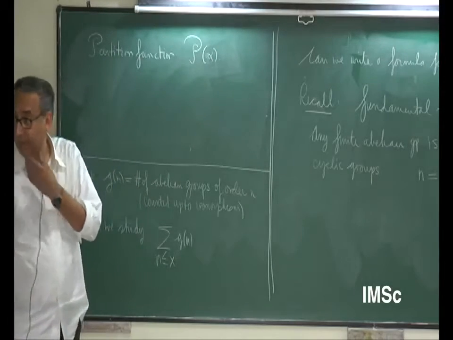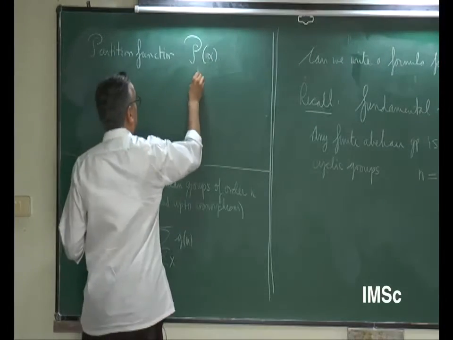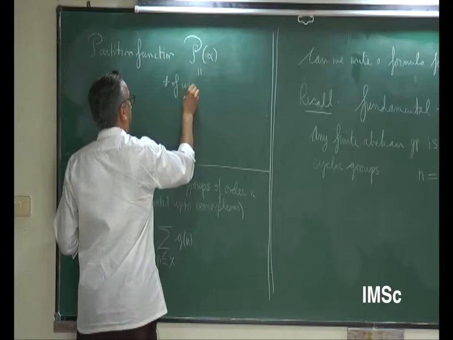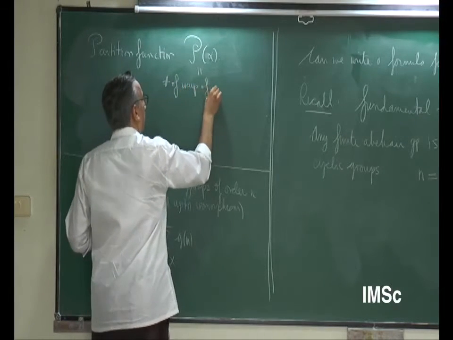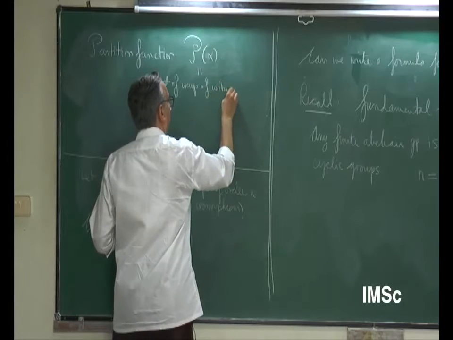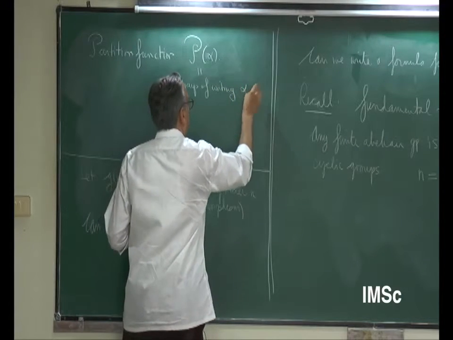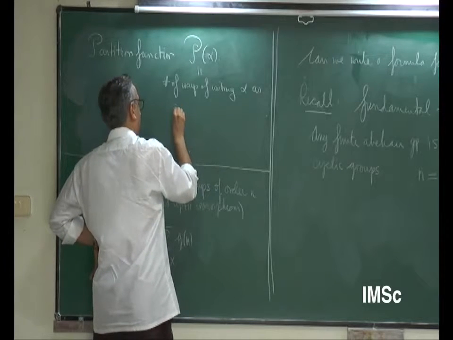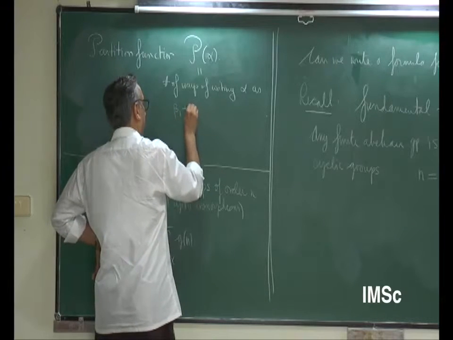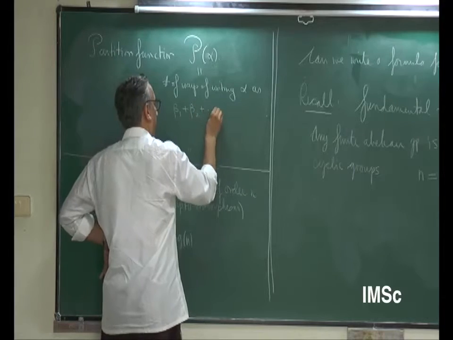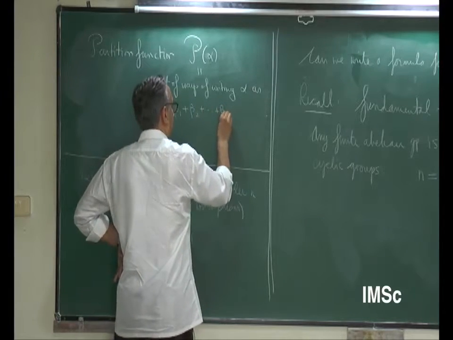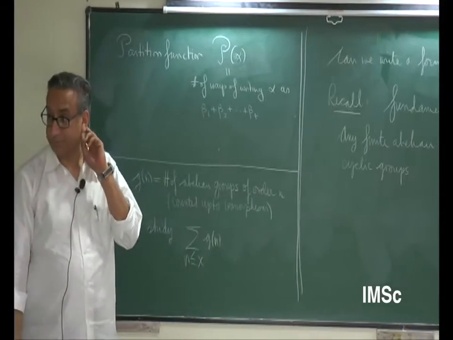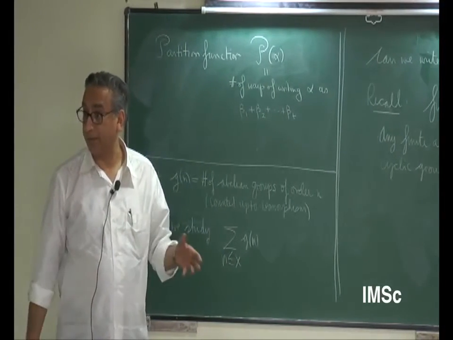P of alpha, the number of ways of writing alpha as beta 1 plus beta 2 plus ... plus beta t. T is varying also. How many ways can I decompose alpha?